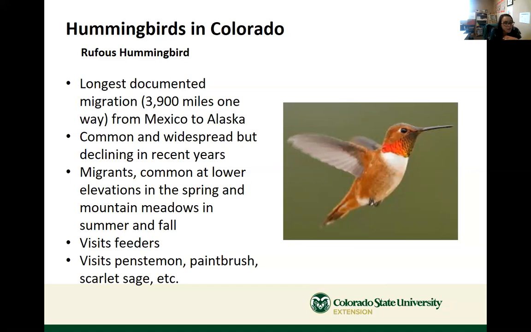They also will visit your feeders, and they also love to visit penstemon, paintbrush, scarlet sage. If you know your flower shapes, then you'll see there's a common theme here. Those all kind of have a bit of a tubular shaped flower.